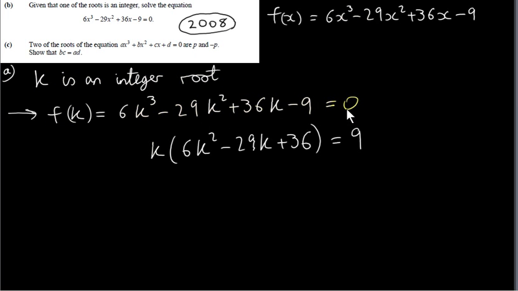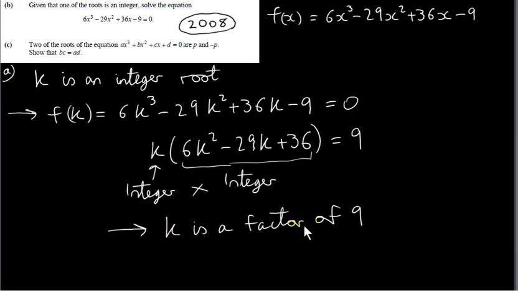Notice that we can write this cubic equation in this form here. I just shifted minus 9 over to the right hand side and factorized k out of these three terms. So what does this tell us? k is the integer root. We have an integer k multiplied by this thing here, but this is also an integer. So we have an integer multiplied by an integer giving 9. So that's something to keep in mind. It tells us that k must be a factor of 9.